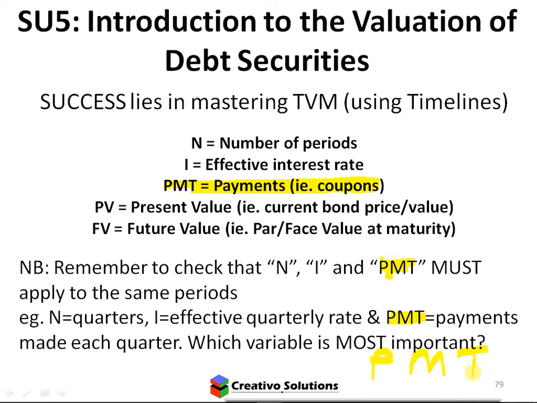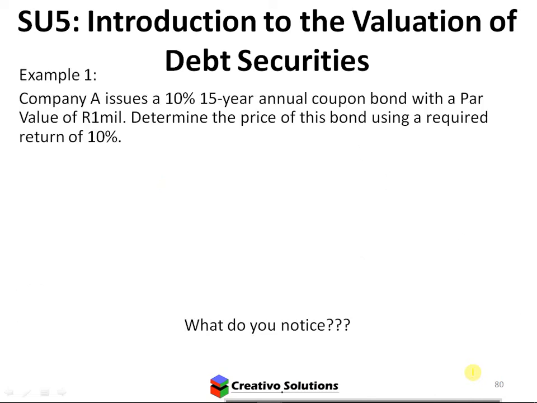Okay, so if the payment is quarterly, what do I do to the N and the I? Then I change those two to quarters. Yes. But I follow the payments. That's what I mean by most important. Follow the payment, because you can't restructure the loan. Okay, so let's just do a few of these and then we'll wrap up.